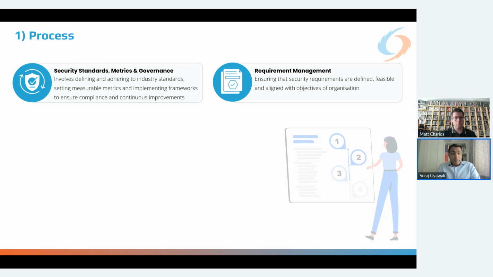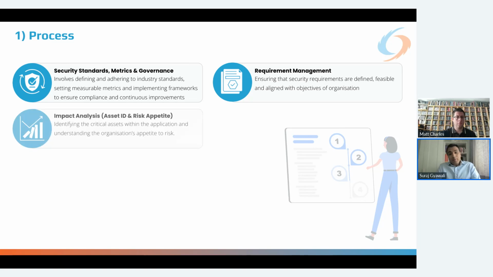The next is impact analysis. Conducting an impact analysis involves understanding the critical assets within the application and the organization's risk appetite. This process helps in assessing the potential impact of security threats on these assets and determining the level of risk the organization is willing to accept. The application controls need to be built considering the outcome of the impact analysis.